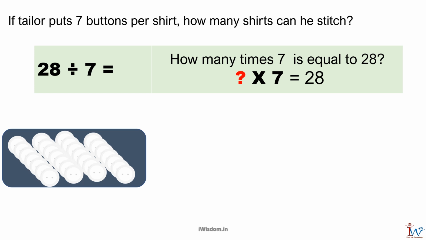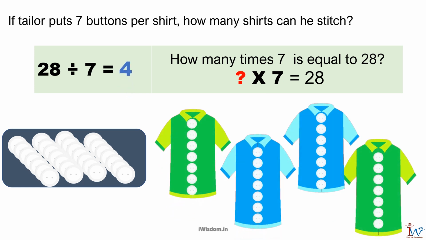We recall from multiplication table 4 times 7 is 28. 28 divided by 7 is equal to 4. So tailor can stitch 4 shirts. Excellent. Again observe how different table entries, 4 times 7 and 7 times 4, are recalled for current and previous scenarios.